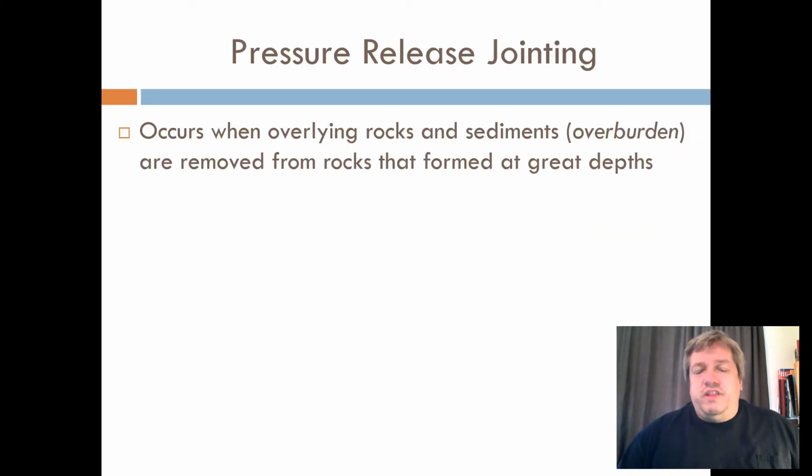So one of the first types of physical weathering is what we call release jointing. A lot of these rocks that we talked about are formed deep under the earth. Sometimes granite cools maybe 30, 40 miles down. There's a lot of weight on top of the rocks.